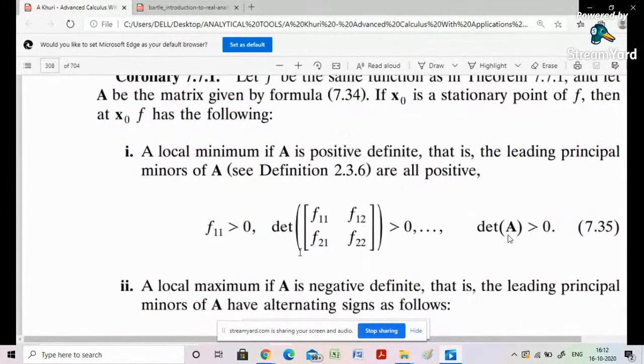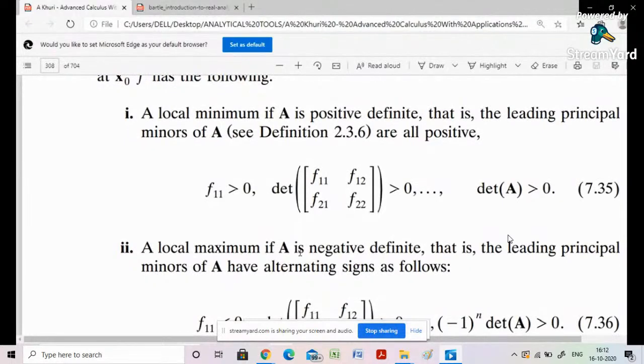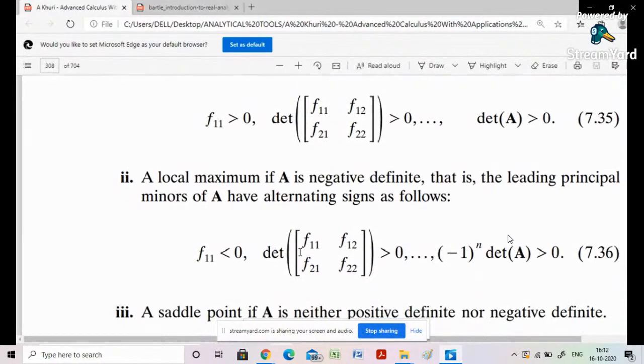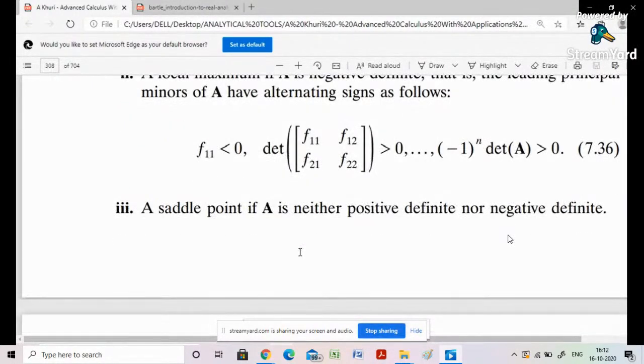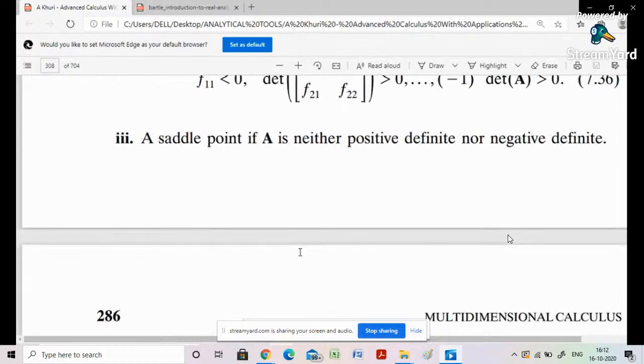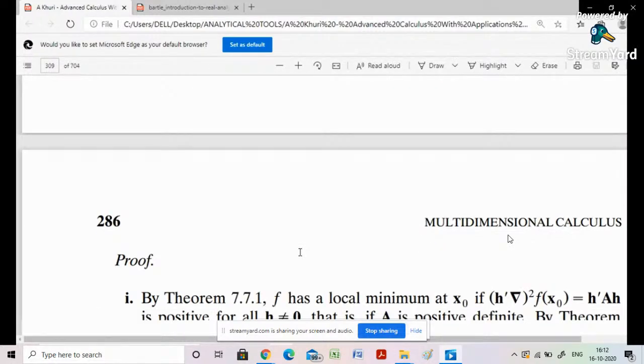This theory is very useful in matrix analysis, matrix theory, and statistics, especially in multivariate statistics. So these theorems are very useful, very important.